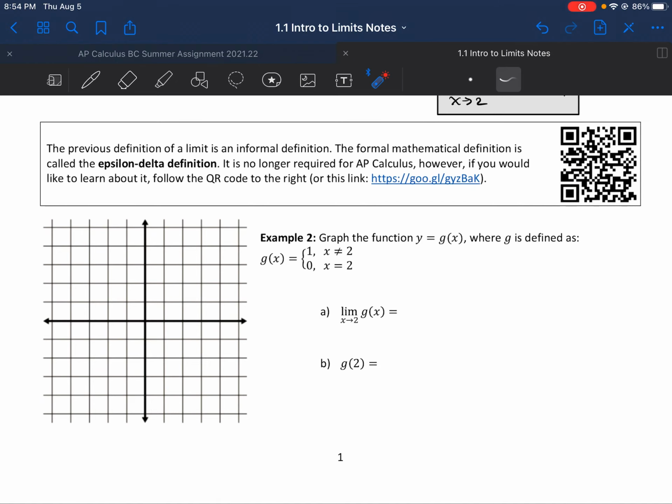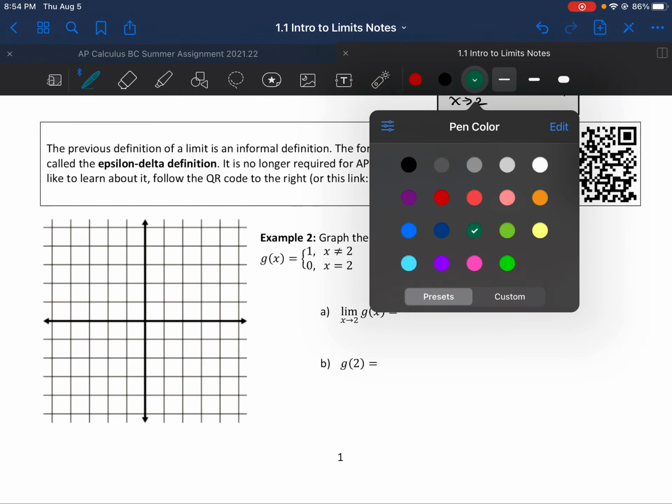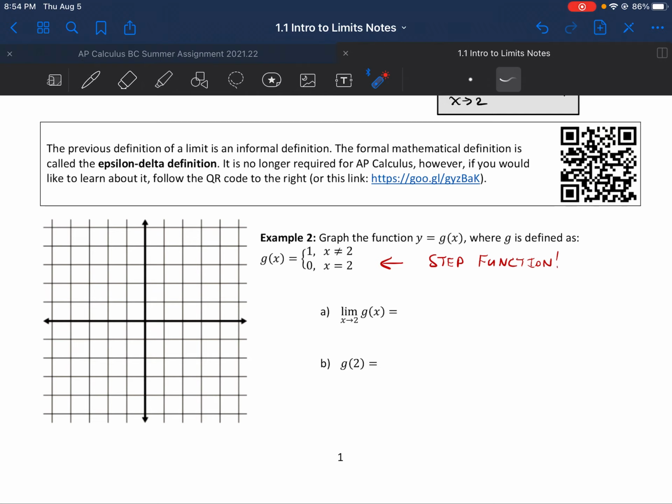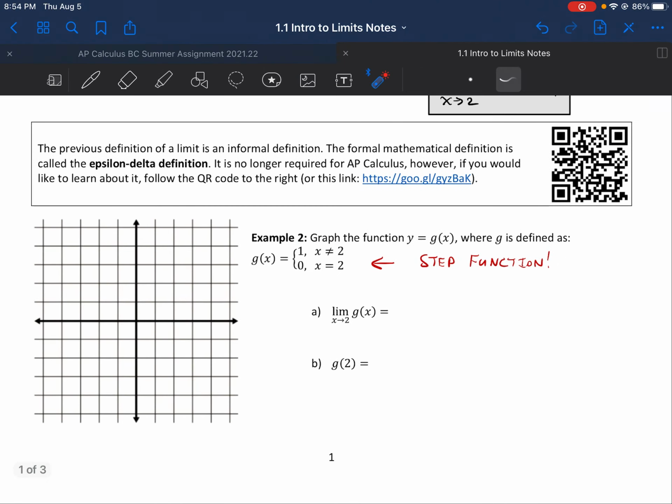So in this next example, we want to graph the function y equals g of x, where g is defined by this step function. We call this a step function, and you'll see why here in just a moment. Okay, and the way that this step function works is that, let me grab a different color here. Let's grab blue. So here's what it's saying. It's saying that if x is not equal to 2, then the function value is always going to be 1. But if x is equal to 2, then the function value is going to be 0.